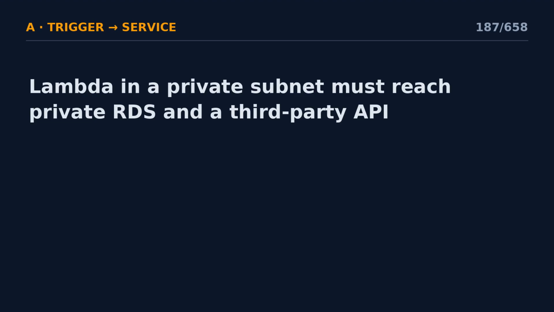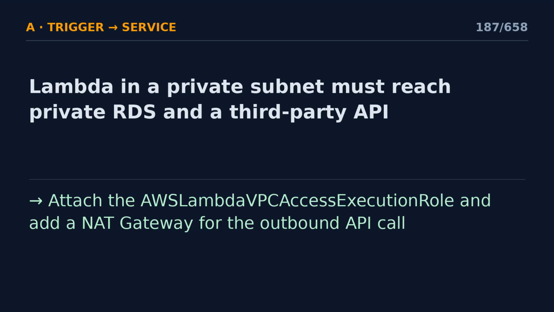Lambda in a private subnet must reach private RDS and a third-party API. Answer: Attach the AWS Lambda VPC access execution role and add a NAT gateway for the outbound API call.